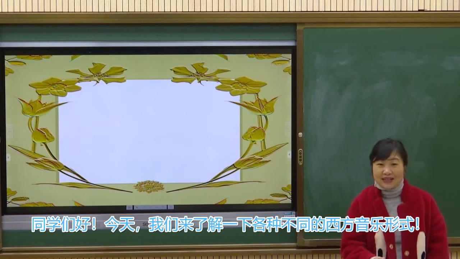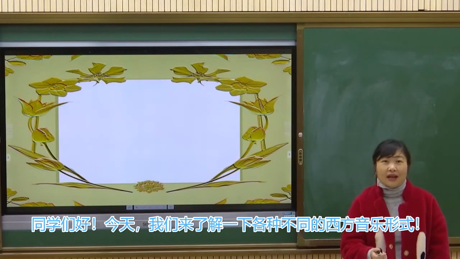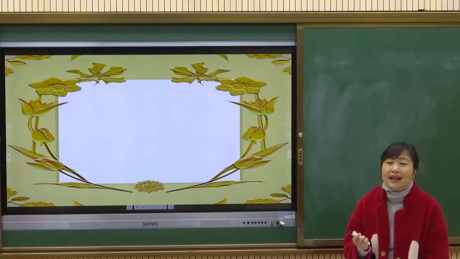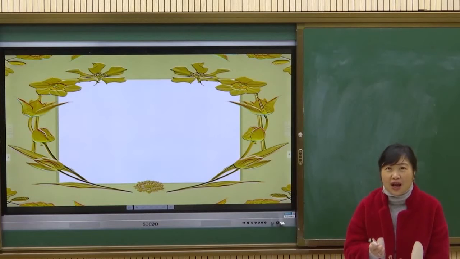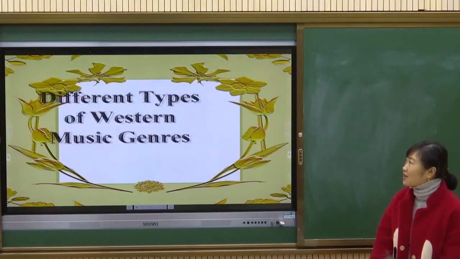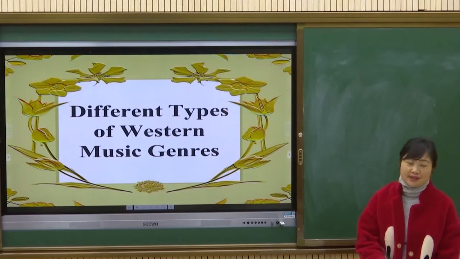Morning. Okay, boys and girls, today we are going to go on with Chinese and Western music. And in the last lecture, we talked about Chinese opera, right? Yes, and today we are going to look at different types of Western music genres.